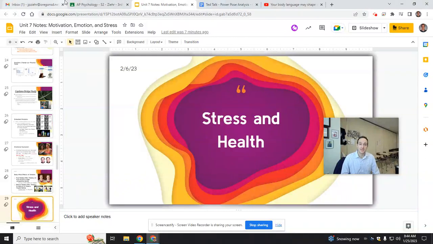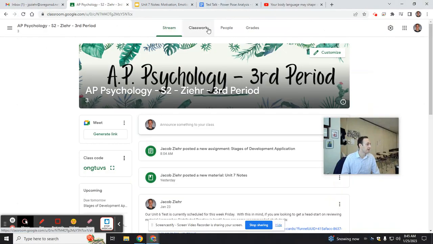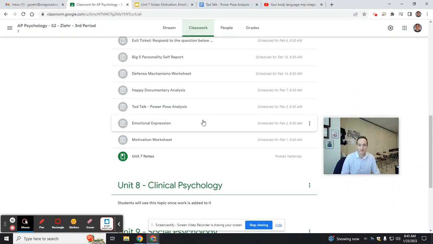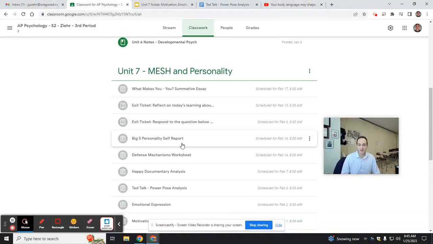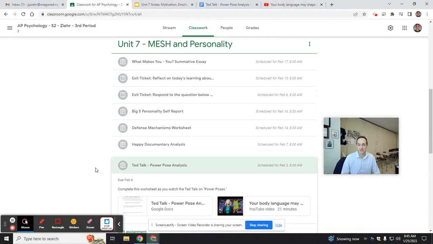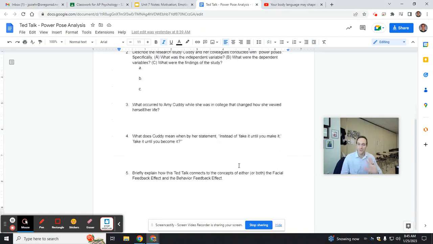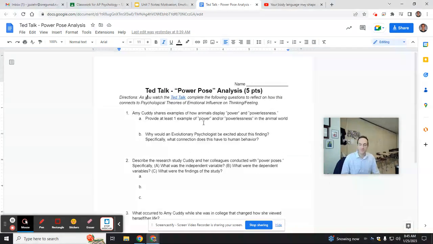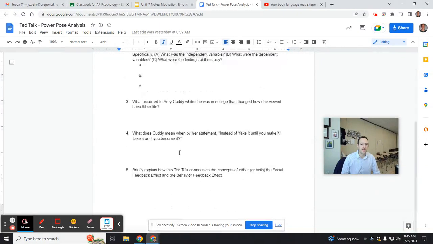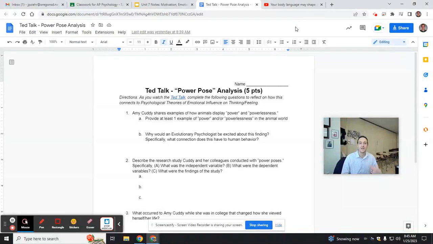So what we're going to do is, in Google Classroom, or you can get a paper copy from the sub, they have worksheets that come along with this assignment. In Unit 7, there should be an assignment that is now posted called TED Talk Power Poses, and it looks like this. There are just 5 questions. Some of them have an A and a B, so there's a little bit more to it. But 5 questions that you're going to be answering as you watch this TED Talk that goes into this research about the behavior feedback effect, about how your body can influence your mind and vice versa.